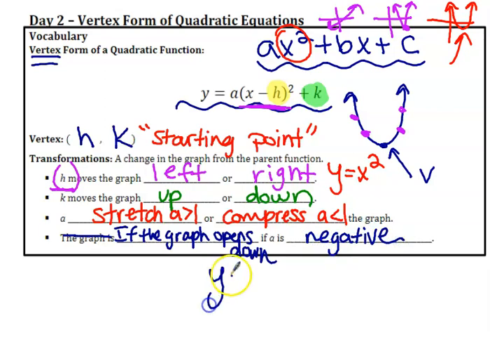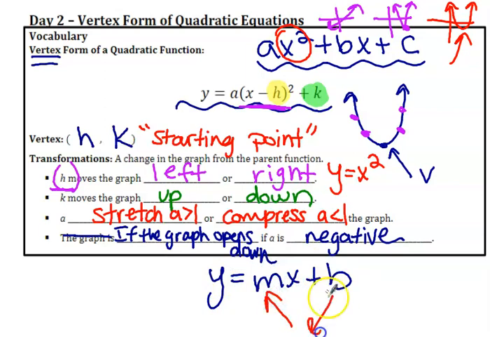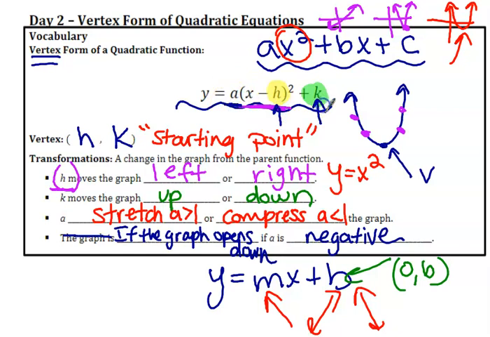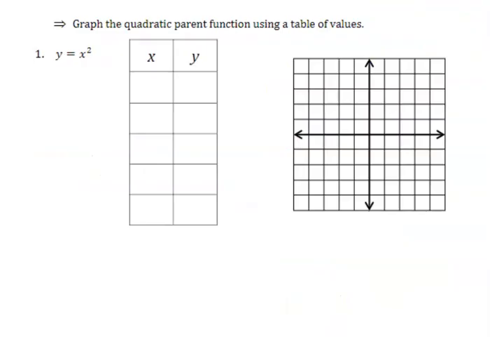Okay, so remember y equals mx plus b, guys? The m would tell us whether it went uphill or downhill. And then the b was our starting point. The same idea happens here, guys. The a is our slope and the hk is our starting point. All right, so it looks a little complicated, but we will get through this.